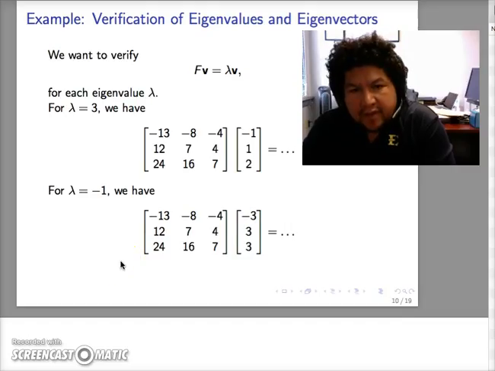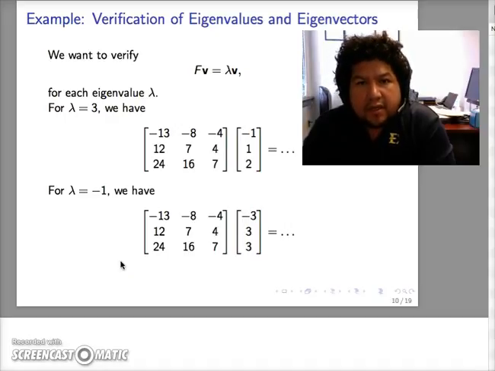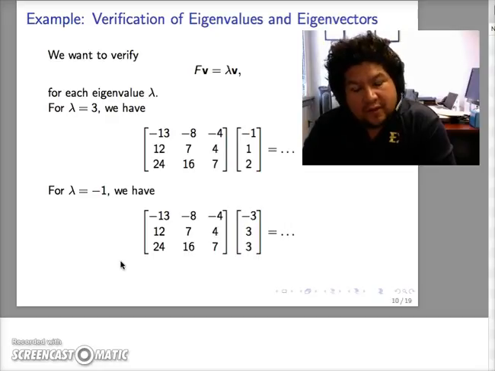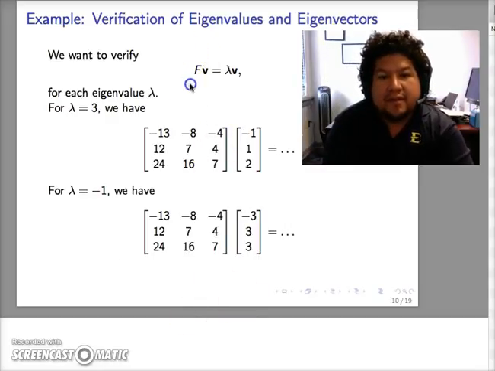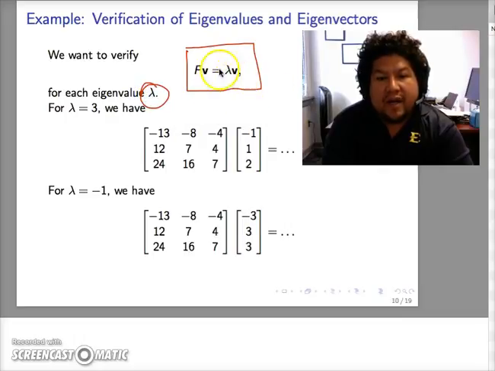So we have determined eigenvalues and eigenvectors, and we have in fact determined that for a specific eigenvalue there is a specific corresponding eigenvector. There is a vector that makes this column vector equation true. So we have found a value of lambda, and a column vector v, for which F times v equals lambda v.